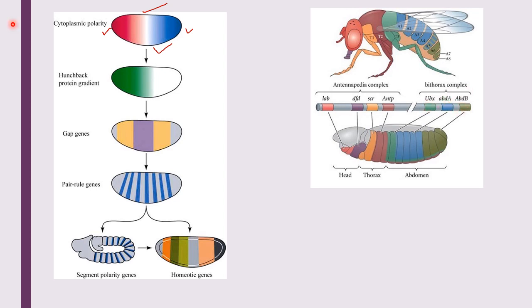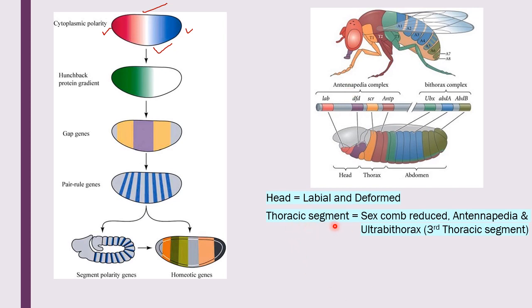All these homeotic genes help to determine the identity of different segments in Drosophila, such as the identity of head segment is maintained by labial and deformed gene, which is part of antennapedia complex. Identity of thoracic segment is maintained by three genes, sexcom reduced, antennapedia and ultrabithorax. Out of these three, sexcom reduced and antennapedia are part of antennapedia complex, and ultrabithorax is part of bithorax complex, which helps to maintain the identity of third thoracic segment.